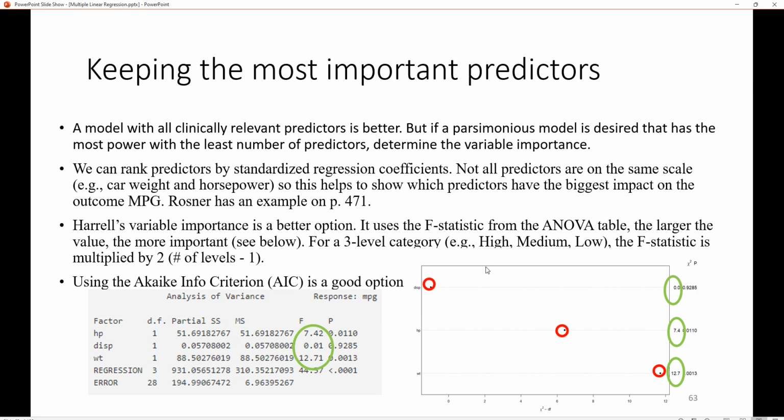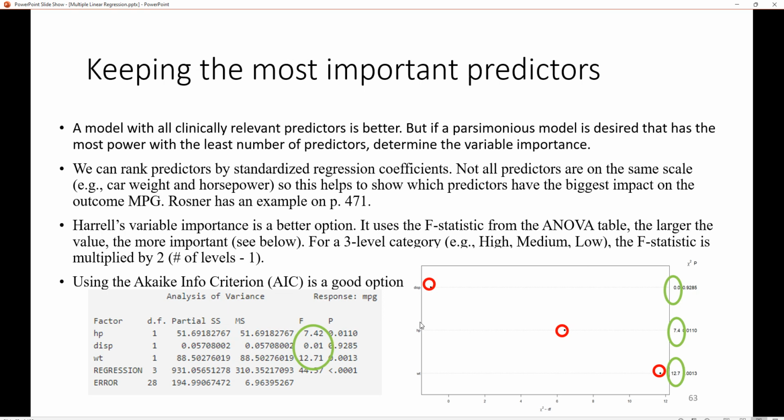For a 3-level category, such as a high, medium, and low rating, the F statistic is multiplied by 2. We get that number 2 by taking the number of levels, high, medium, low, those 3 levels minus 1, which gives us a value of 2. So if the F statistic has a value of 10 for that 3-level category, we would multiply 10 times 2, the 3 levels minus 1. So that F statistic of 10 multiplied by 2 would give us a value for importance of 20.